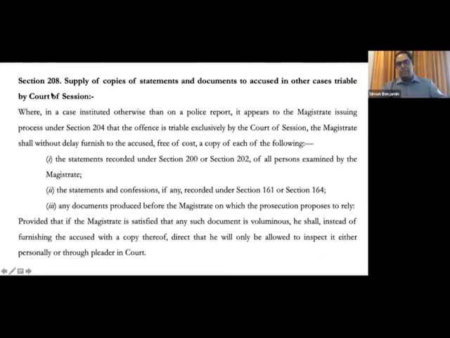Section 208 is a similar process which is used mostly for complaint cases, and it's also utilized mostly in the sessions trial, but it's a process akin to 207.